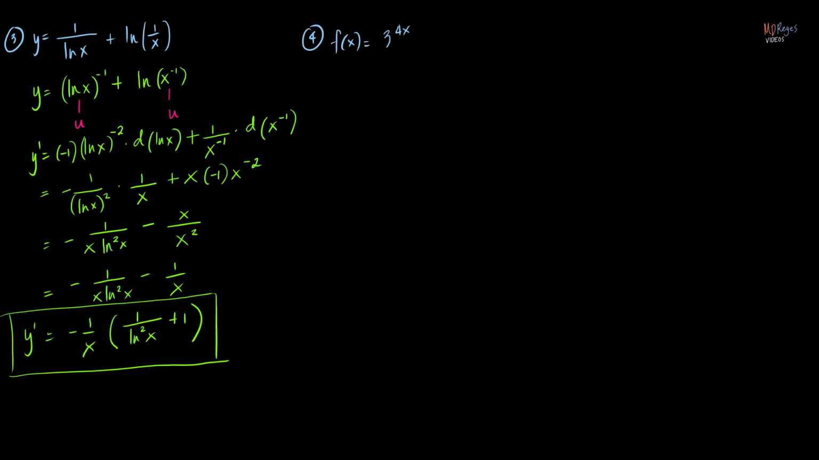In the function in number 4, we can apply formula D9. This is in the form a to the u, where this is u, and a is equal to 3. Okay, so we just recall the formula. D9, derivative of a to the u is equal to a to the u ln of a times du. Okay, where du again is the derivative of the exponent of a.